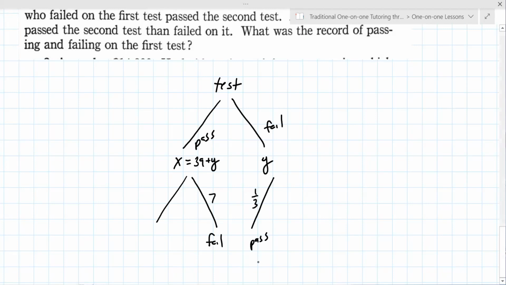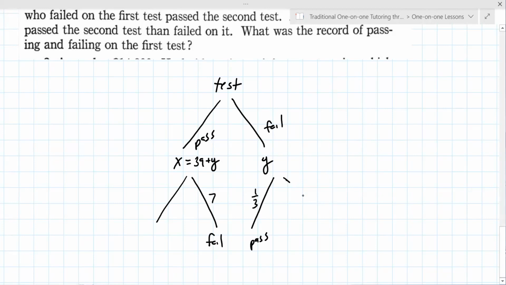All right. As a result, 31 more passed the second test than failed it. This is weird. Okay. As a result, 31 more passed the second test than failed on it. 7 who had passed the first test failed, and 1/3 of those who failed on the first test passed the second. As a result, 31 more passed the second test than failed it.